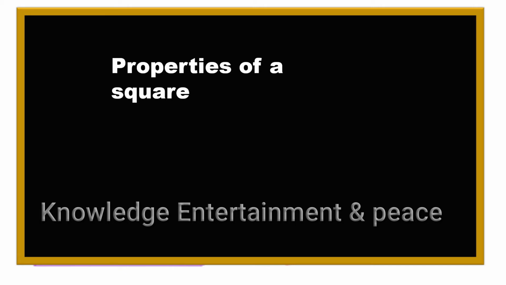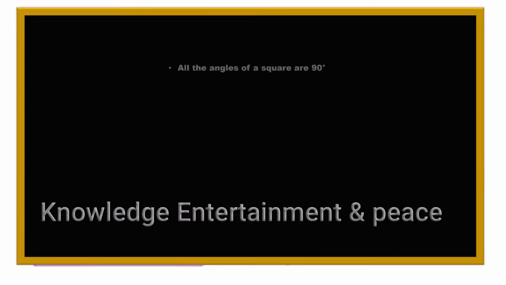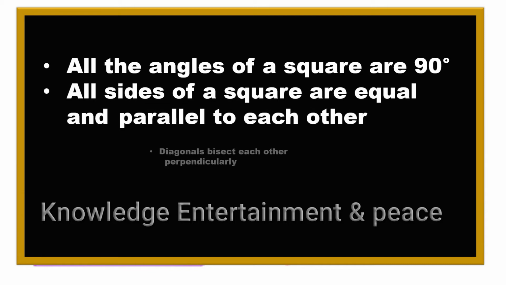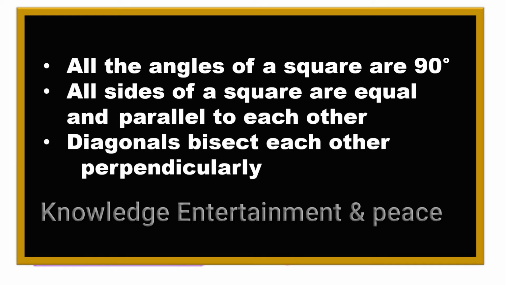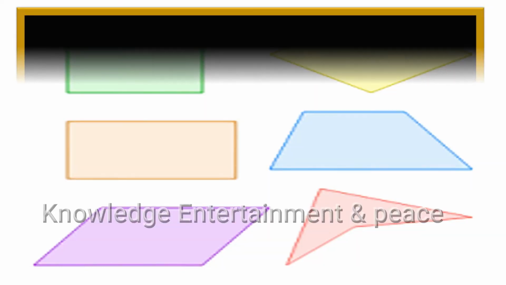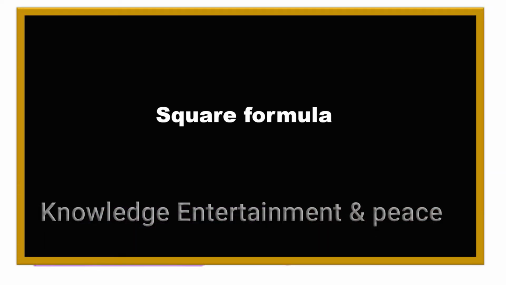Properties of a square. For a quadrilateral to be a square, it has to have certain properties. There are three properties of squares. They are: all the angles of a square are 90 degrees. All sides of a square are equal and opposite sides are parallel. Diagonals bisect each other perpendicularly.